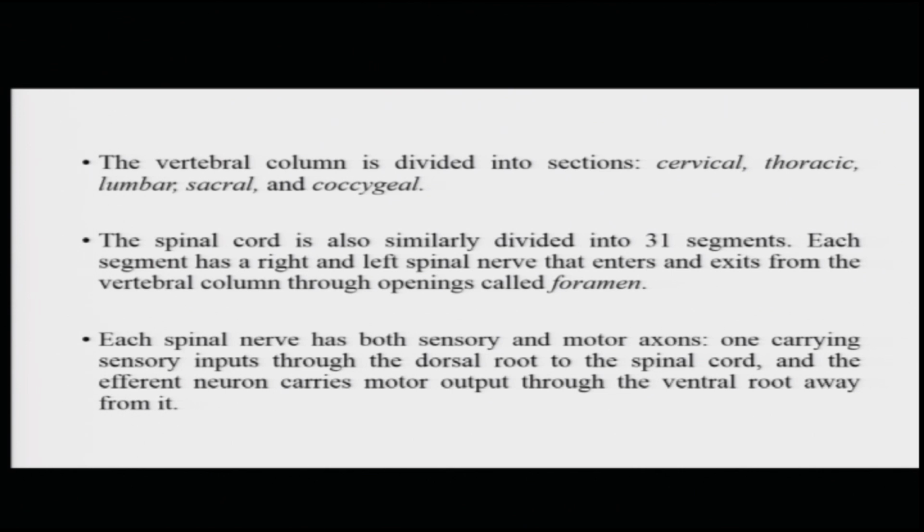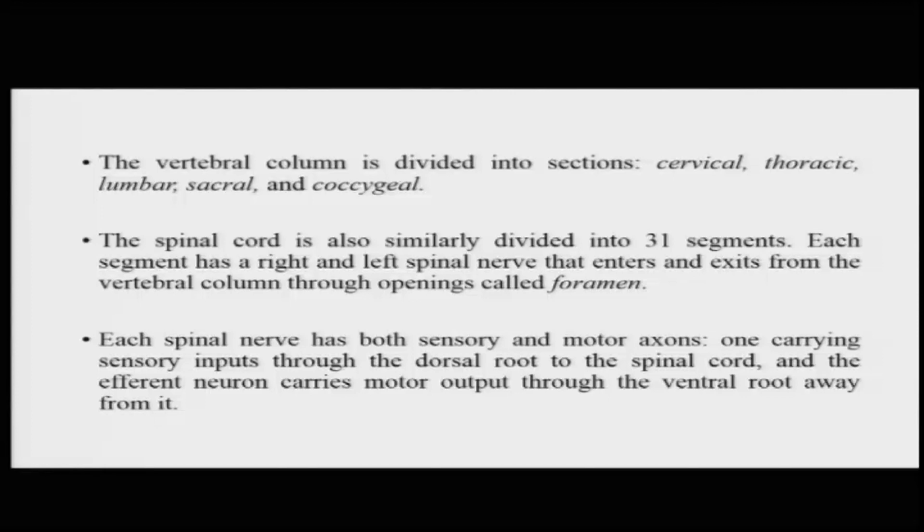The spinal cord is also divided into 31 segments. Each segment has a right and a left spinal nerve that enters and exits the vertebral column through openings called foramen. So, basically the spinal cord is receiving these inputs from both the left and the right part of the body, and these nerves are entering the vertebral column through these openings called the foramen.